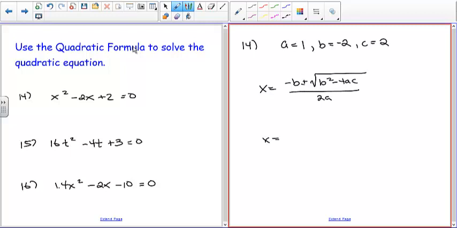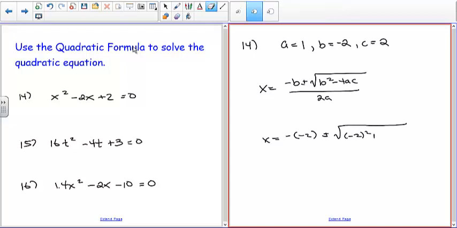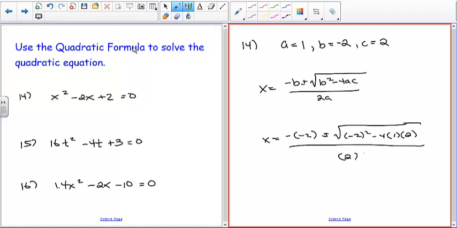So all I have to do is plug in the values. So you have negative b plus or minus the square root of negative 2 squared minus 4 times a, which is 1, times c, which is 2, all divided by 2 times a. So here I'll have a negative times a negative, so it's positive 2, plus or minus the square root of 4 minus 8. So that's negative 4, all divided by 2.